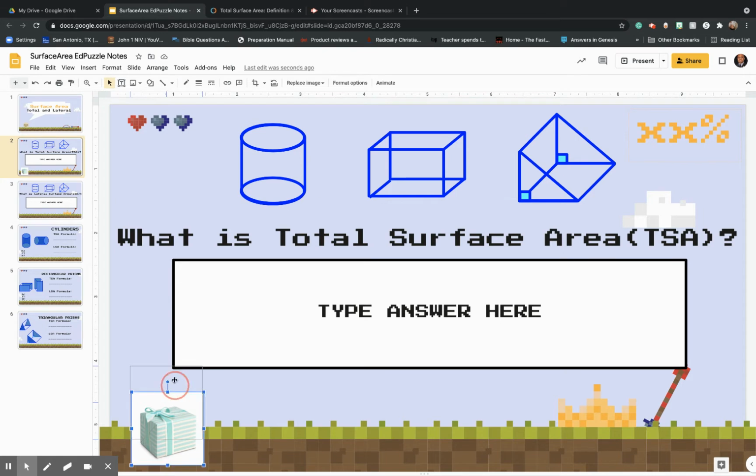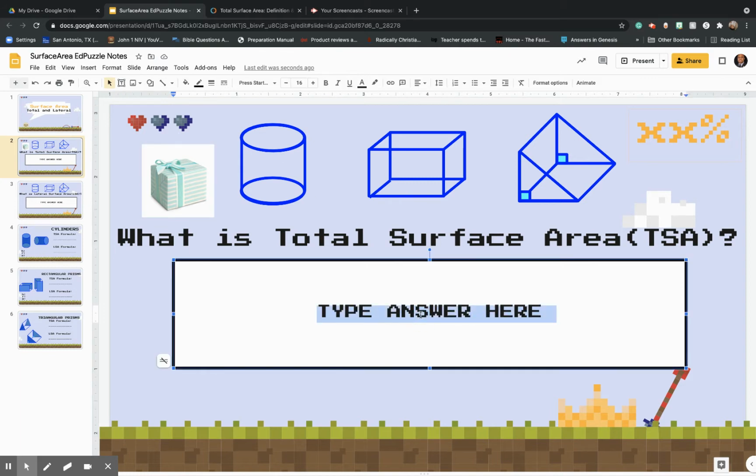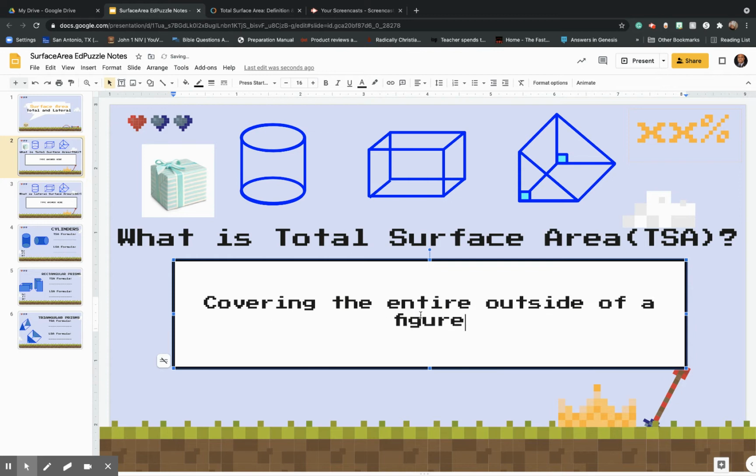You could almost think of it like this picture down here, like a Christmas gift. How much paper would it take to wrap the area of the outside of each of these three figures? Because these are the three shapes you're going to see in surface area, which will be covered in the videos to follow. But total surface area, our definition, is going to be covering the entire outside of a figure.